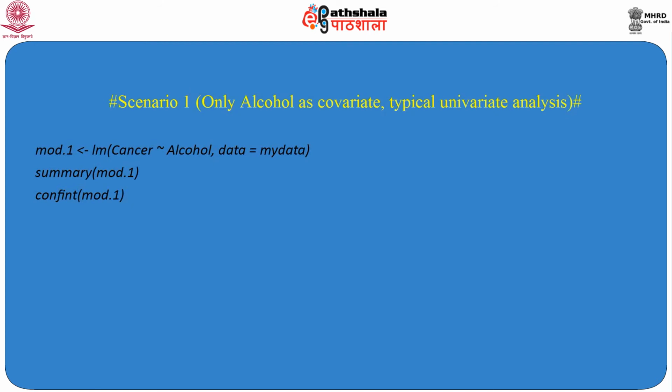So this is scenario 1, where only alcohol as a covariate is considered. It can be called a typical univariate analysis, where cancer is the response variable and alcohol is the covariate. Alcohol is also coded as yes or no, whether alcohol is taken or not, and cancer is also denoted as yes or no, 1 and 0. Like earlier, we have seen the formation of a contingency table. From this data set we can also form the contingency table.